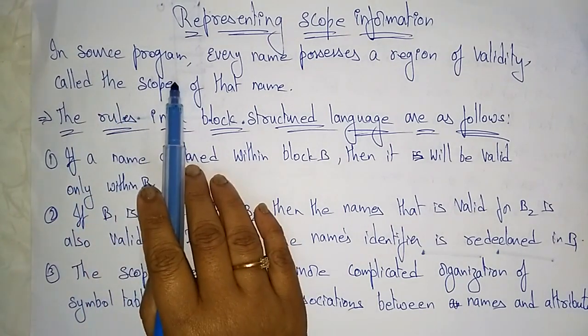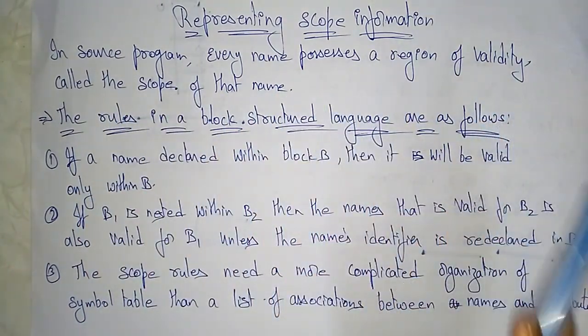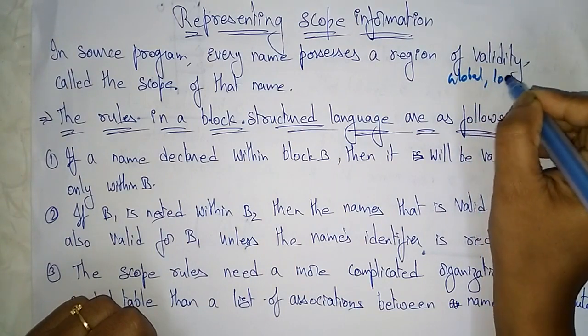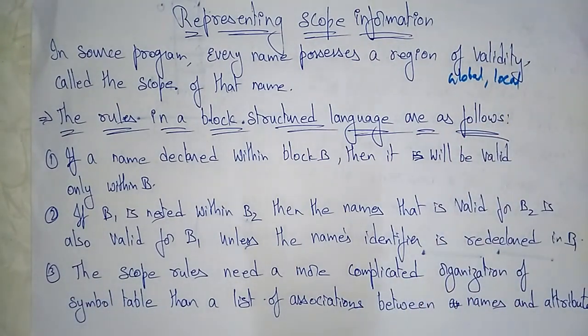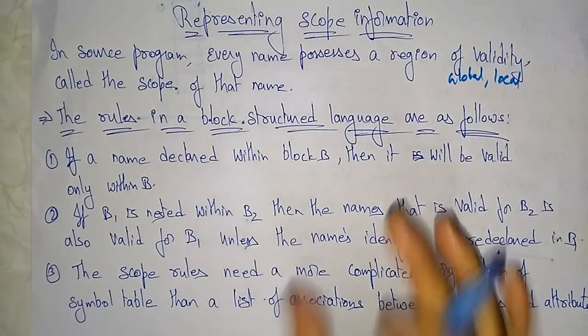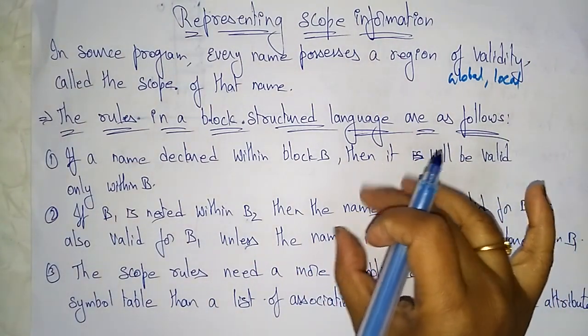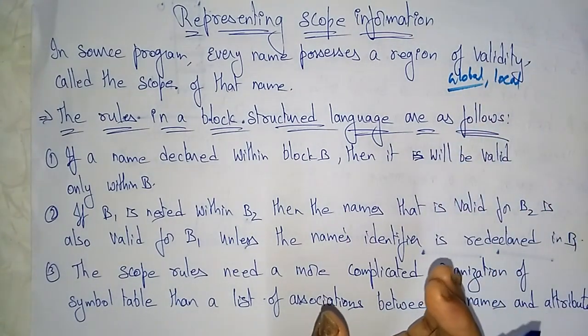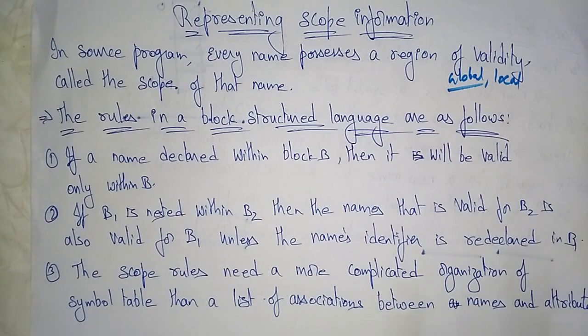In a source program, every name possesses a region of validity called the scope of that name. So the scope may be declared globally or locally, based on global or local variables. If the variables are declared inside the program, inside the module, their scope will be up to that module only. If the variables are declared globally, those variables can be accessed in the entire program. That is the life of that variable. So that we know that there is a scope.